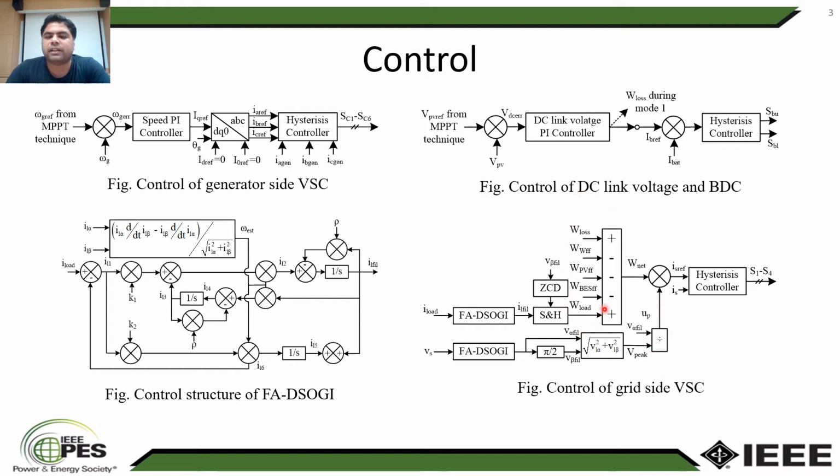Feed-forward terms are utilized for accelerating the response of the presented system. The weight components are calculated as the ratio of the corresponding power and the terminal voltage. The summation of the weight components is taken as the net weight component. The net weight component is multiplied with the unit template for the generation of the net reference grid current. This reference grid current is compared with the sensed grid current and is fed to the hysteresis controller for the generation of the switching pulses for the grid side voltage source converter.